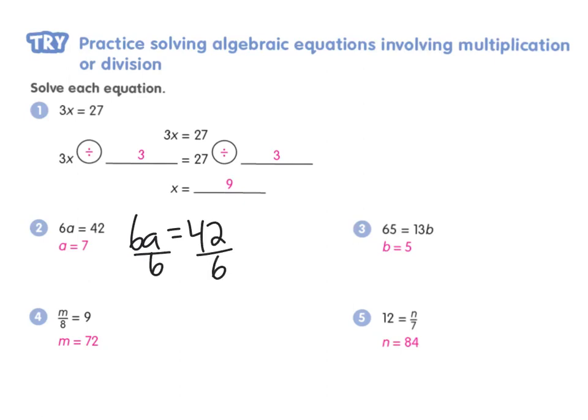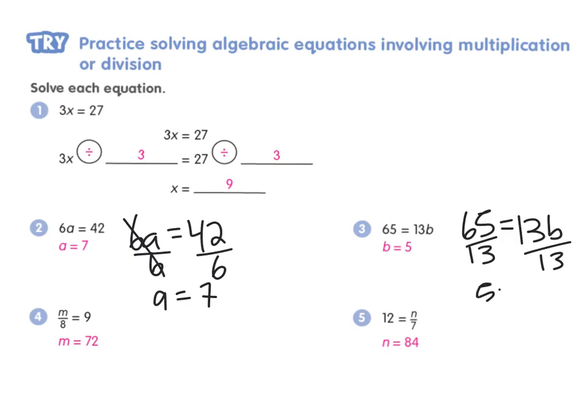When I divide the left by 6, they cancel out, and I get a equals, and when I divide the right by 6, I get 7. a equals 7. For number 3, we have 65 equals 13b. Again, I notice 13b means multiplication, so I can divide both sides by 13, and 65 divided by 13 is 5. So 5 is equal to b.